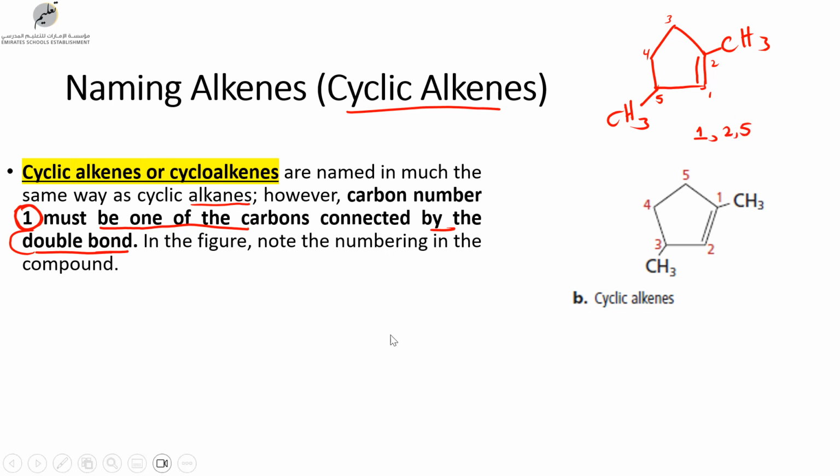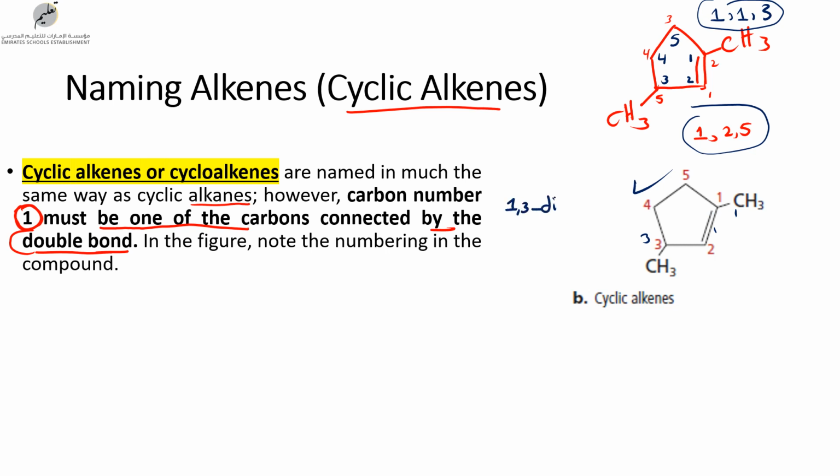Right? But if I actually start 1 from here, again the double bond is always number 1. 2, 3, 4, 5. What will be the location of the double bond? It is going to be 1. What's the location of CH3? 1. What's the location of CH3 here? 3. Which one is lower, 1, 2, 5 or 1, 1, 3? So 1, 1, 3, okay? And the name is going to be 1,3-dimethyl.